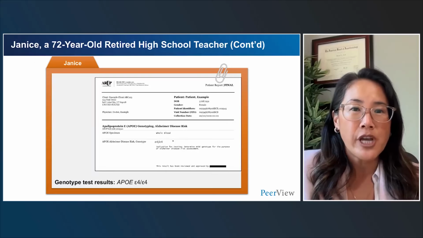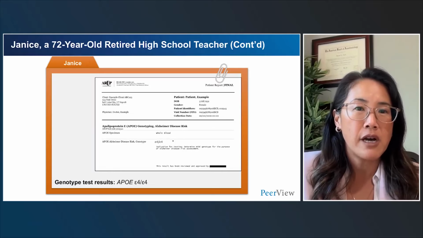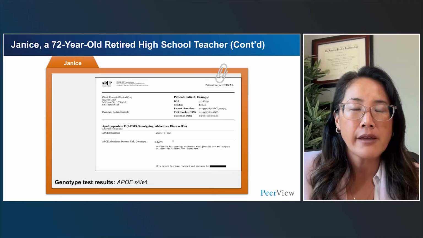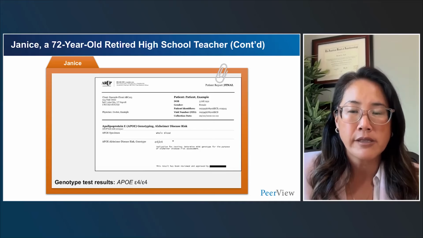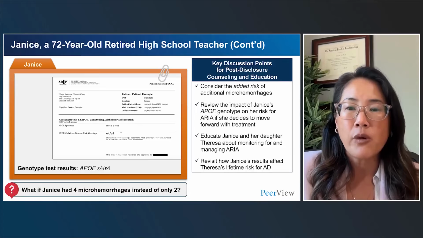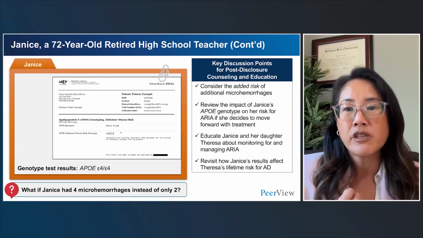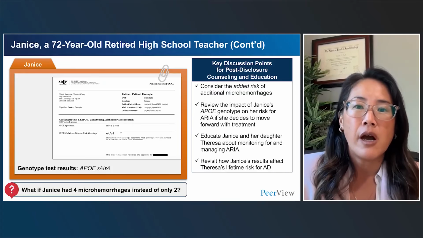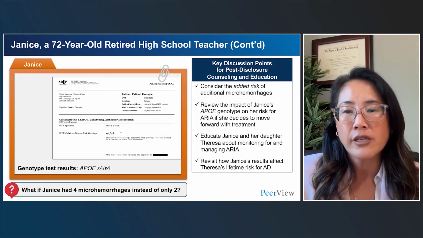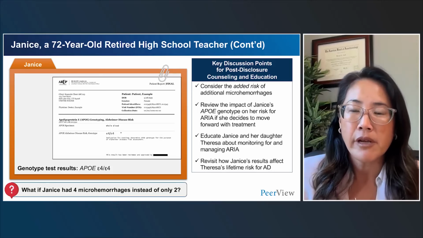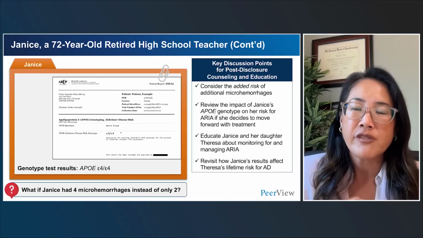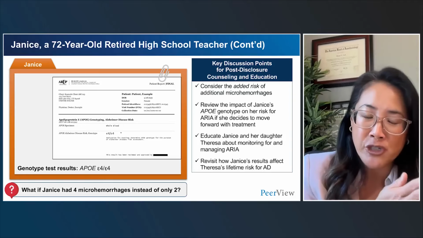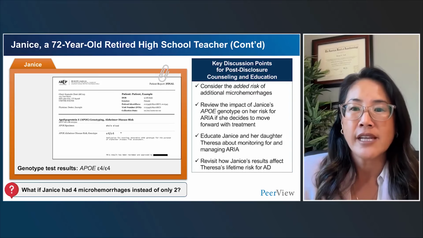Well, now getting back to Janice, our 72-year-old retired high school teacher, her APOE genotyping came back and she's an APOE4 homozygote. So what does this mean for her? Well, then we would have a more specific discussion about her risk for ARIA. Because she has 2 copies, she has the greater risk of developing ARIA, and making sure that we share this information with her. And if she has 2 microhemorrhages, as the original discussion mentioned, she has that added risk.